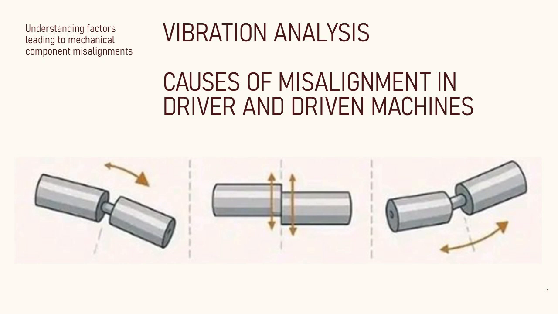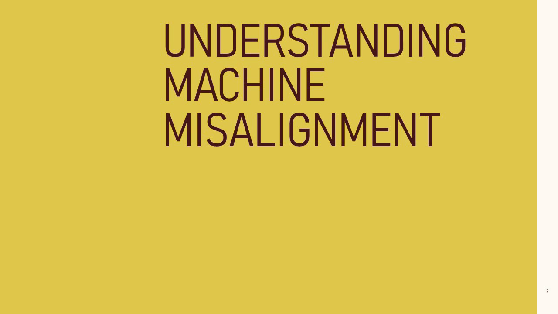Vibration analysis, causes of misalignment in driver and driven machines, understanding factors leading to mechanical component misalignments. Machine misalignment overview, types of misalignment, driver and driven equipment characteristics, poor installation practices, foundation and baseplate issues, thermal growth effects, operational and process-related causes, wear, aging, and component degradation, vibration and external influences, consequences of machine misalignment, detection and diagnosis of misalignment, prevention and best practices, conclusion and key takeaways.